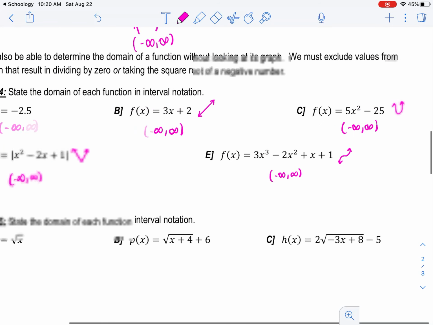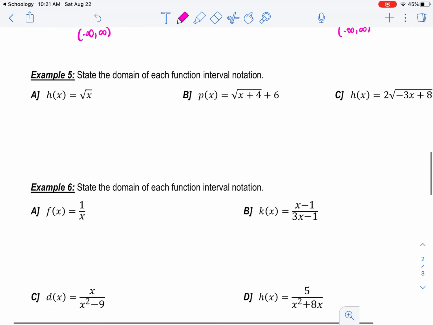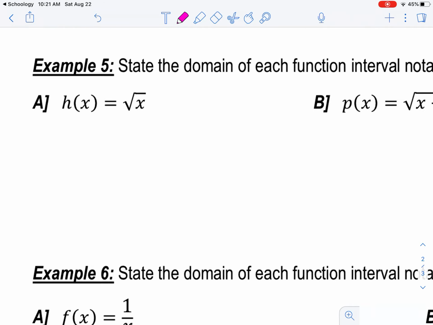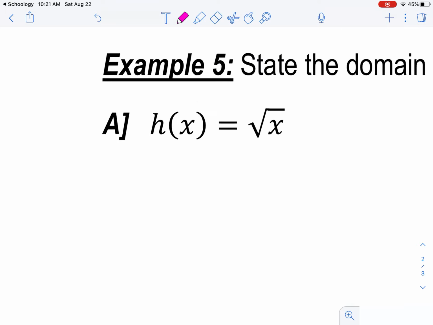So all of these are all real numbers, but the way we want you to look at it is to say, hey, there's no restrictions. There's no square roots. There's no denominators. If there's no square roots and no denominators, there's no restrictions and your domain is all real numbers. Okay, so let's look at when there are restrictions. So here we said that x has to be positive, right? It can be 0 though. We know the square root of 0 is 0.